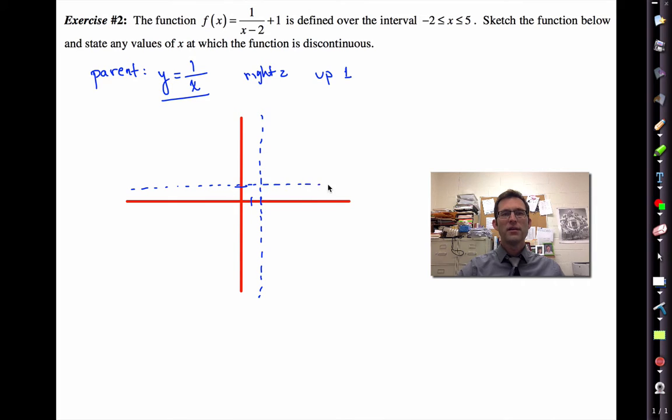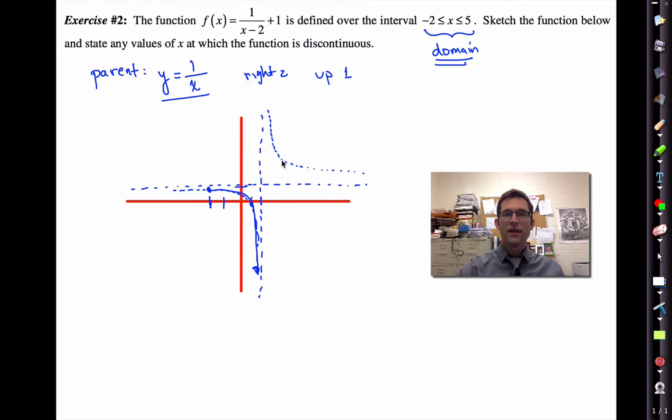And now I need to pay attention to the fact that this is my domain, okay? They've given me the domain. All right, I should only graph over that. So what I'm going to do is I'm going to graph 1 over x, but I'm going to do it in dashed, and then I'll come back in a little bit and I'll sort of flesh it out. All right, so negative 2, let's say is right there. That's where my function starts.